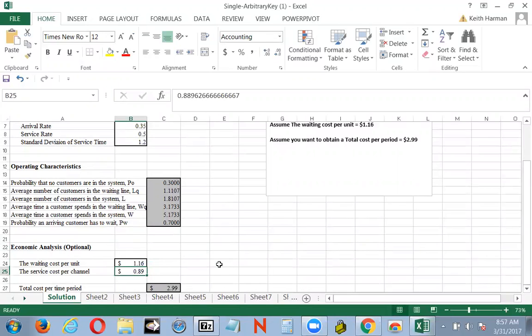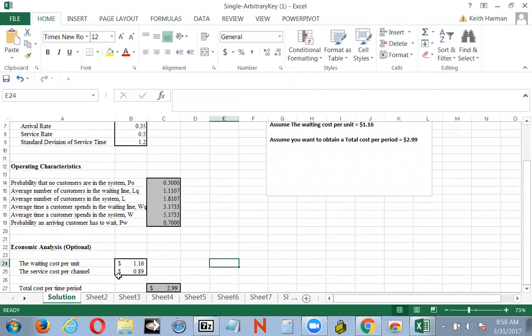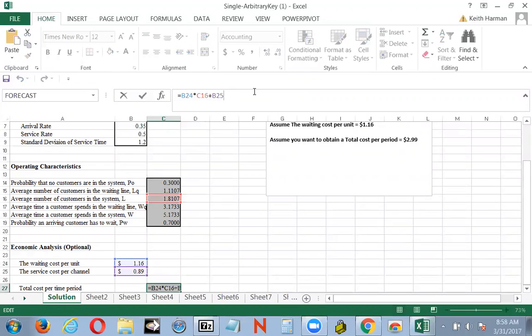And so we're going to use that goal seek to figure out how we get to a total cost per period of $2.99. Notice that's the average number of customers waiting times, that's B24, which is going to be the waiting cost per unit times the average number of customers in the system, plus the service cost per channel. That gives us the total cost for the time period.